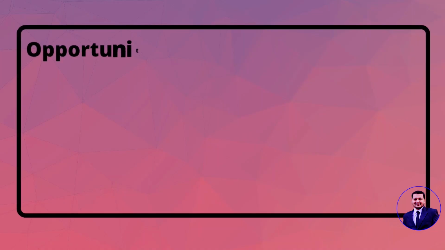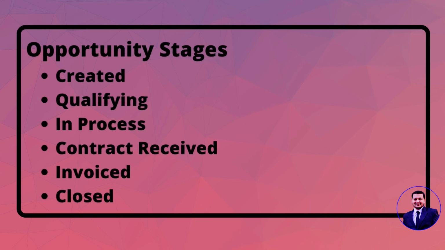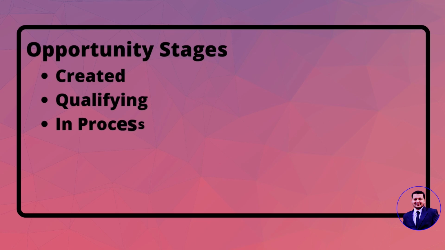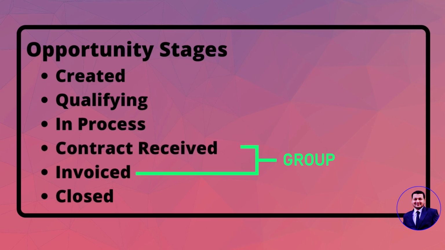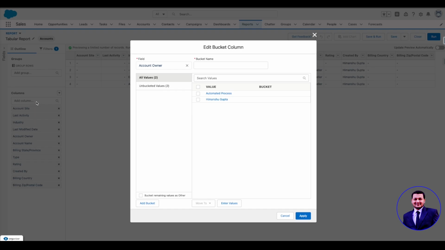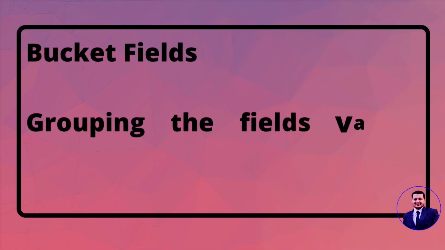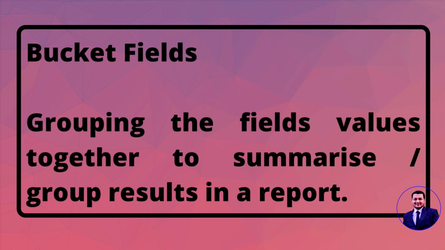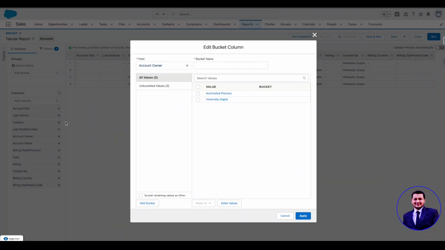So let's say you have opportunity stages. Let's say the stages are created, qualifying, in process, contract received, and invoiced and closed. Let's say you want to group invoiced and contract together, and you want to group created and qualifying together. Then in your summary report they would show up together. Basically you can group the values together, and those groupings are called the bucket field. So you are grouping two values together already, and then you are using that grouping in your summary report. That's what a bucket field is.